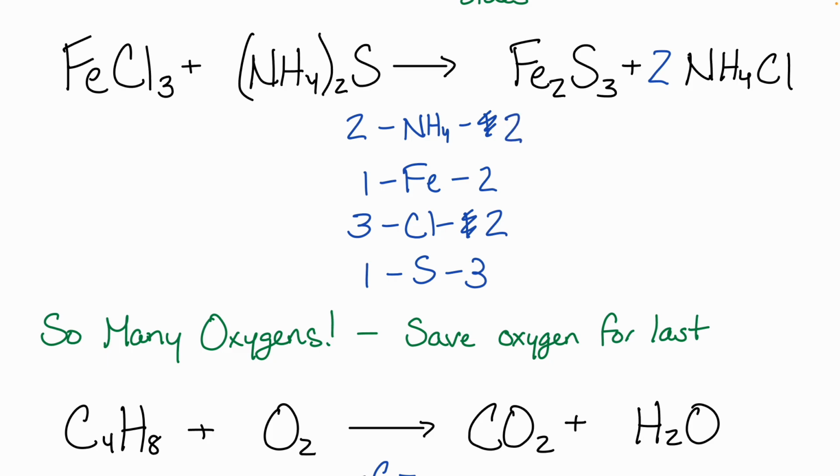Okay. I'm just going to go down the line. So then I look at my irons. I have 2 on my products, but only 1 on my reactants. So I'll update that. Now I have a total of 6 chlorines on that product side.